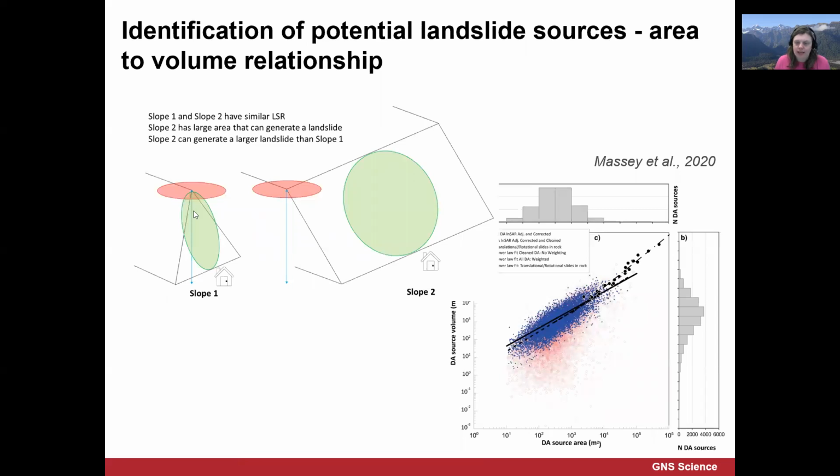But then we also realized that we had to have another step, basically because 2 slopes can have a similar local slope relief, but their shape means they can't actually generate a landslide. So for example, here's slope 1 and slope 2. So slope 1 can't generate a landslide of that size because of its morphology. So the second step that we did is we then used area to volume scaling relationships to try and figure out what was the area of slope that could actually generate a landslide. And we used data again from Kaikoura and from a different Massey et al. 2020 paper, and we looked at this area to volume scaling relationship. So we used that and applied that as a second step in our screening.